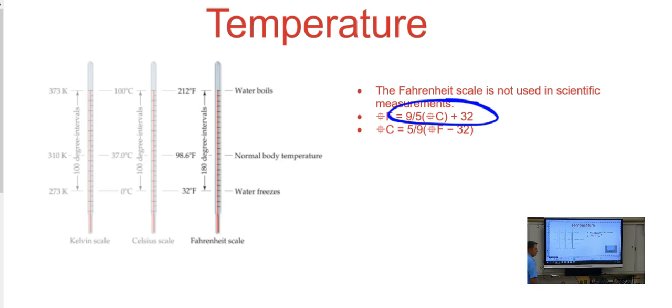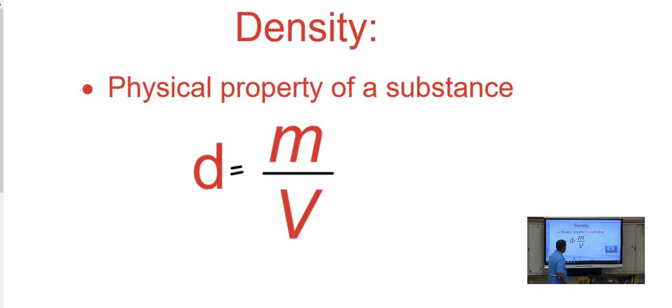But then, if you have a converter, you don't have to memorize this stuff. You just push 3 buttons on your calculator. Okay.